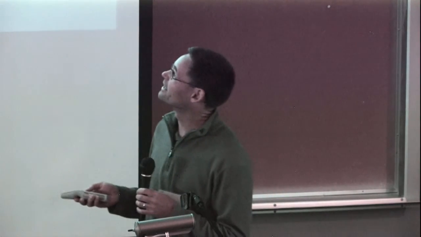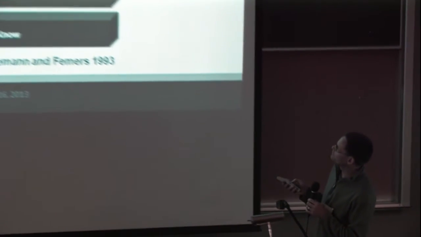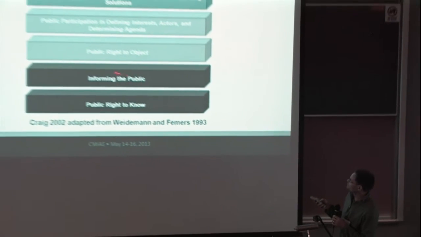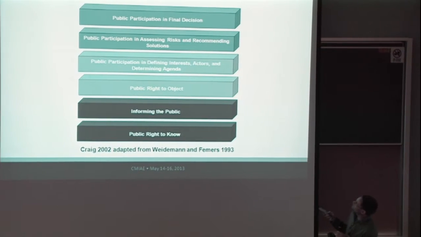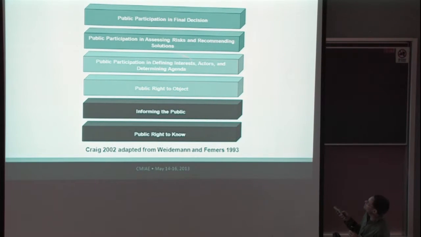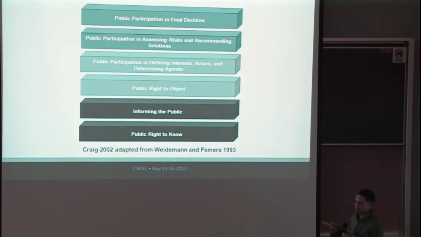Well, there are all kinds of different ways to phrase this, and I like to think of them as chocolate, vanilla, and strawberry. You could call it one thing, you could call it another, and people have been discussing this many times, but one way, back in '93, people were talking about this as what they call the citizen participation ladder. And so people talk about, hey, the public should know what's going on with their environmental resources. They should be informed. They should have a right to object to any decision being made. They should be involved in defining the interests, actors, and determining the agenda, the research agenda.